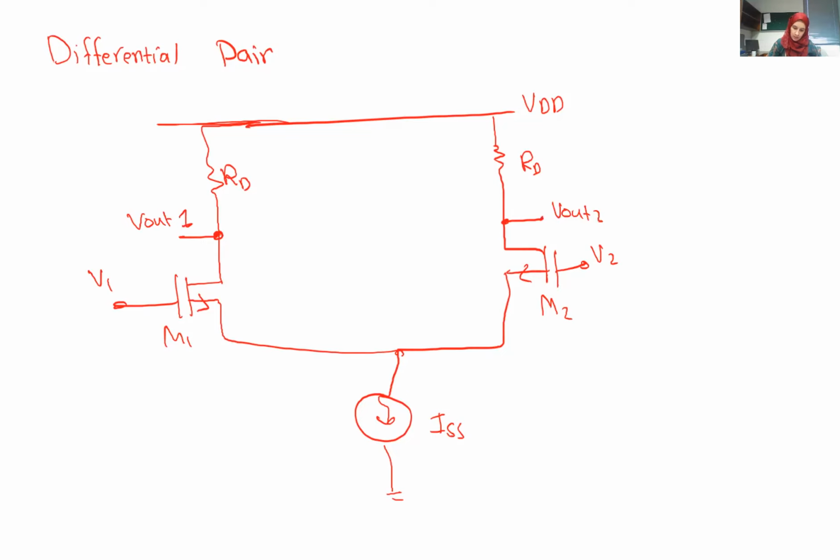So we have this differential V1 and V2. It has two outputs, Vout1 and Vout2. So the two differential input signals can be applied at V1 and V2. And we have two identical resistors, RD, as the loads, and we have a current source here, a tail current that we call ISS. Typically, we have our differential amplifier identical across this midline between them. So they have to be symmetric across this line.